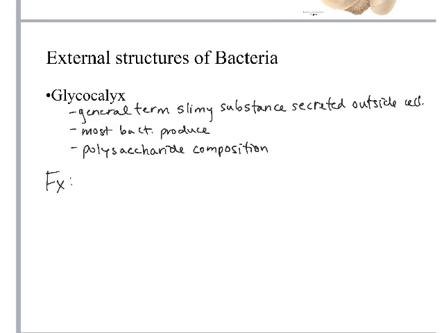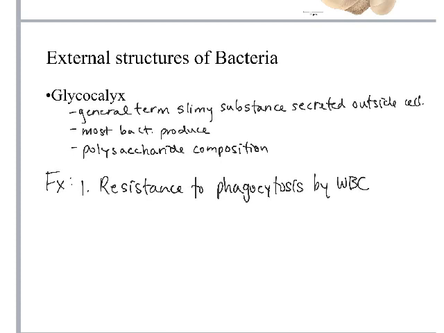Okay, so function of glycocalyx. The big three here: resistance to phagocytosis. And I'm kind of assuming you know what phagocytosis is. We're going to talk about that in a little bit more detail probably next time. But if you've got a bacterial cell that's trying to infect our body, our non-specific immunity, our white blood cells like our macrophages and our neutrophils have a lot harder time. Actually, neutrophils aren't typically phagocytic. I don't know why I said that. Macrophages are going to have a lot harder time engulfing a bacterial cell if it's covered in some kind of glycocalyx. Okay, so it's a protective feature there.